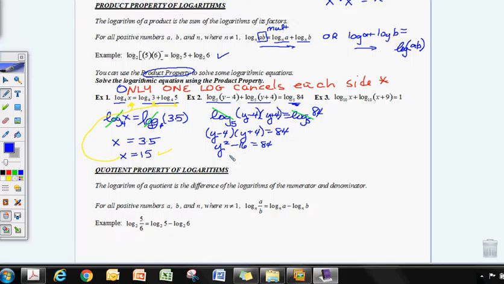I can now move the y squared by itself. Y squared is going to equal 100. And y is going to equal plus or minus 10. But remember, we need to bring this plus or minus 10 back up and check the arguments. Negative 10 does not work.